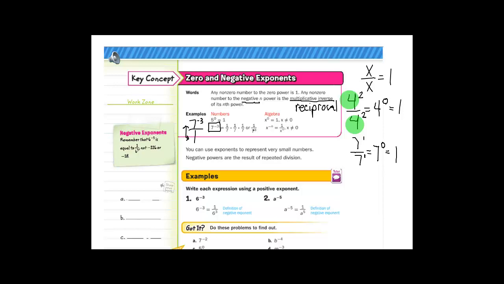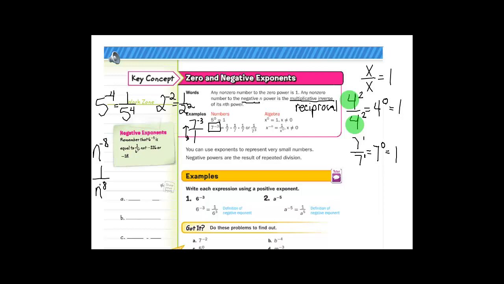So if it was 2 to the negative 2, how do you write that with positive exponents? It would be the reciprocal, 1 over 2 squared, exponents positive. 5 to the negative 4th power is 1 over 5 to the positive 4th power. Works the same way with letters. N to the negative 8th power would be 1 over n to the 8th, so the reciprocal of that, exponent goes to positive.